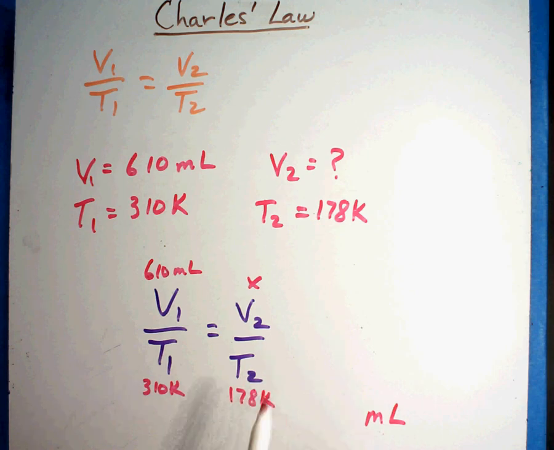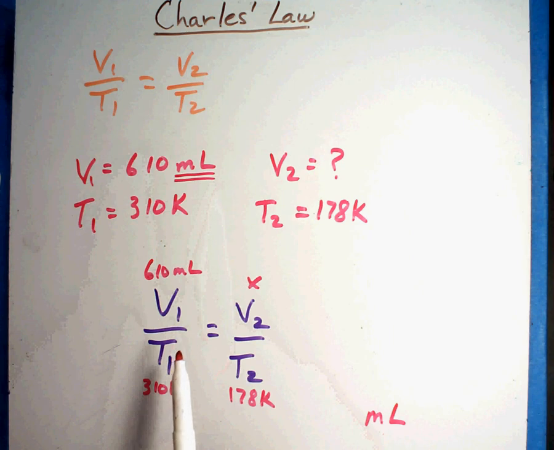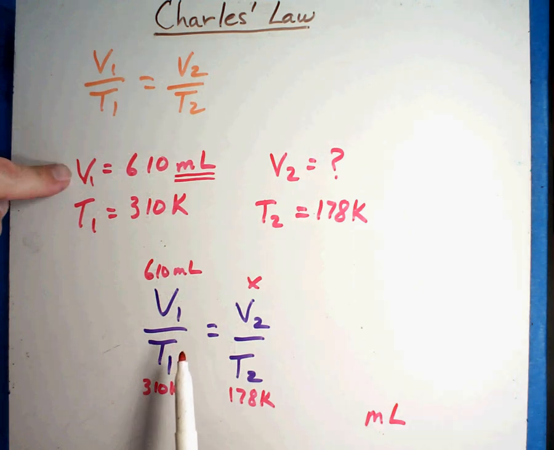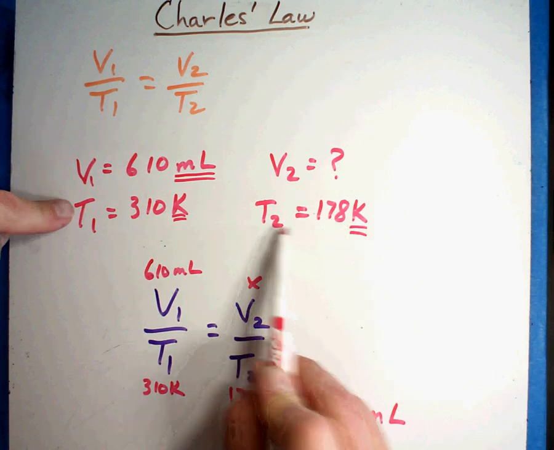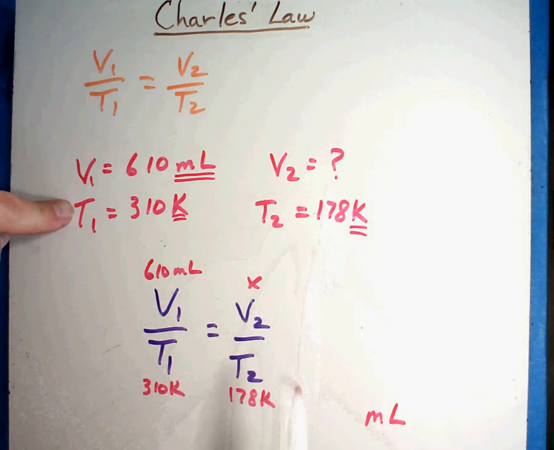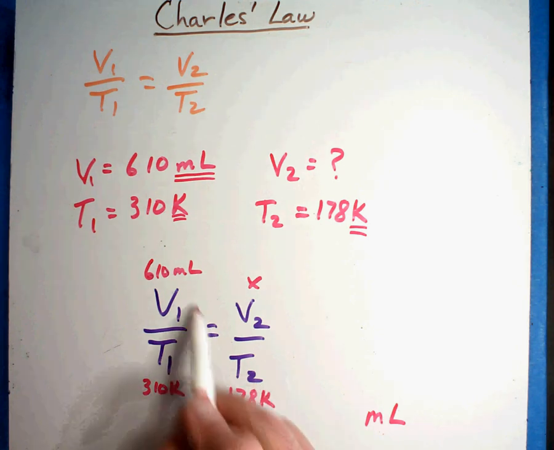Just as a reminder, when you look at the units, we talked the other day, make sure you're looking. Milliliters is a unit of volume. I have it in the right place. Kelvin is a unit of temperature, so I have it with temperatures. Don't get them switched. If you get them switched, it'll mess up your math down here. How do I solve fraction equals fraction?